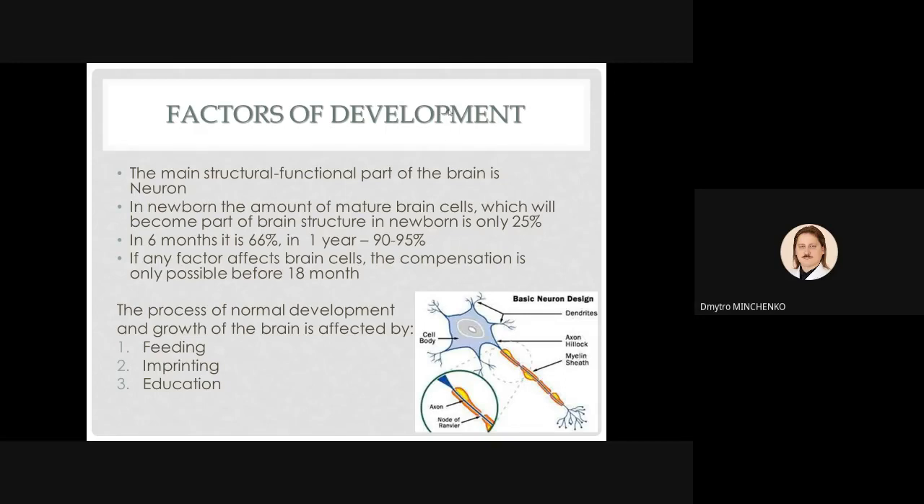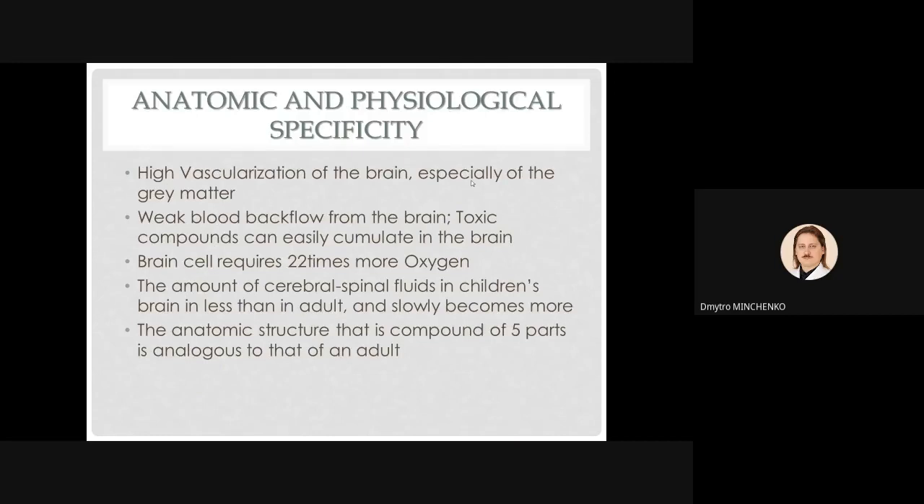So again, these are all the basic parts. What would be the important clinical significance of these? Let's go back to this slide and examine some of these anatomo-physiological peculiarities in terms of their clinical significance. For instance, the weak blood flow from the brain can lead to accumulation of toxic compounds as well as byproducts of metabolism. This leads to the fact that we can have a very quick and very easy development of brain edema in small children, and the possibility of hydrocephalus syndrome.